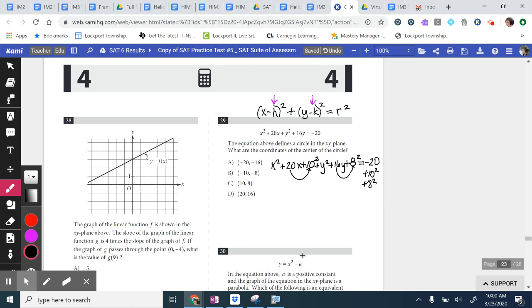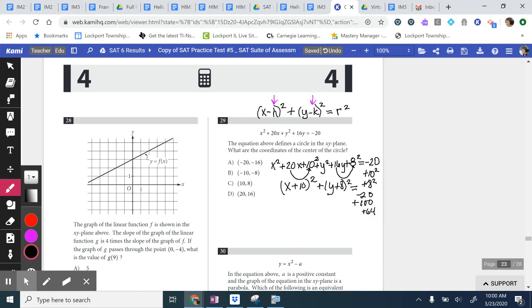And now here's where the rewrite comes. That squared is going to appear on the outside of the parentheses, and I'm going to have my plus 10. So notice inside the parentheses, I just have an x and a 10, and then that whole quantity is squared. Same thing happens here. I have a y plus an 8 quantity squared, and then that equals this negative 20 plus a 100 plus a 64.